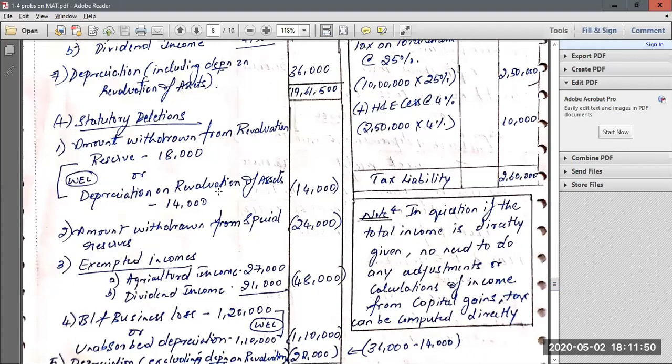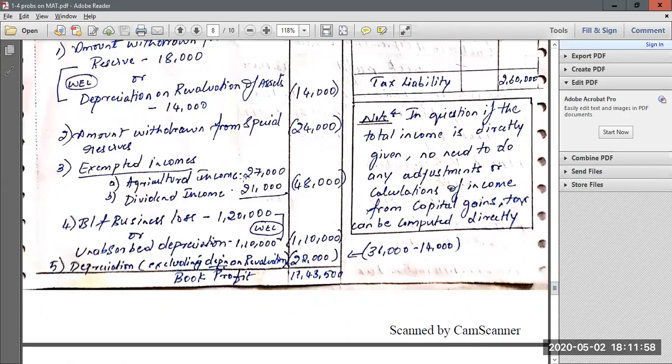If they give an amount withdrawn from revaluation reserve, then be careful. You have to compare it with depreciation on revaluation of asset. Whichever is less, you have to deduct. Then again, exempted income should also be deducted. Amount withdrawn from special reserves you have to deduct. But this brought forward business loss and unabsorbed depreciation both should be compared. Whichever is less, you have to deduct.